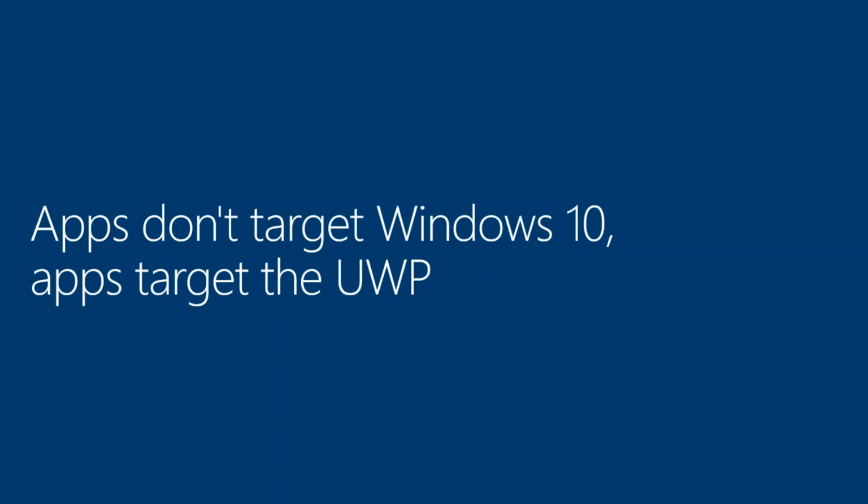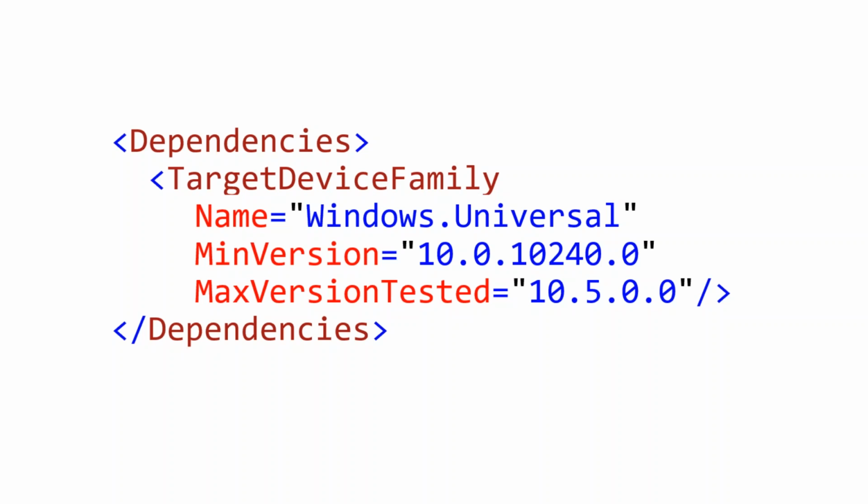So apps don't target Windows 10, but rather apps target the UWP, or the platform itself, right? So that's what it's all about. You're not writing against Windows 10 on a desktop, Windows 10 on a phone, Windows 10 on an IoT, Windows 10 on maybe a HoloLens. No, you're not writing like that. You are writing against the universal Windows platform that's running on different device families. And the UWP guarantees you the APIs that you need. That's the basic fundamental of this.